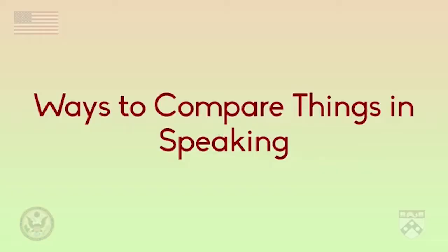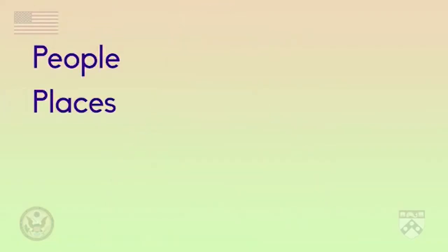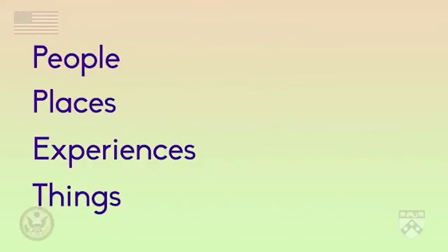Hello! In this video, we're going to talk about ways to compare different things in speaking. In English, we use certain phrases to discuss things that are similar or different. We often use these phrases as a way to describe two or more people, places, experiences, or things.